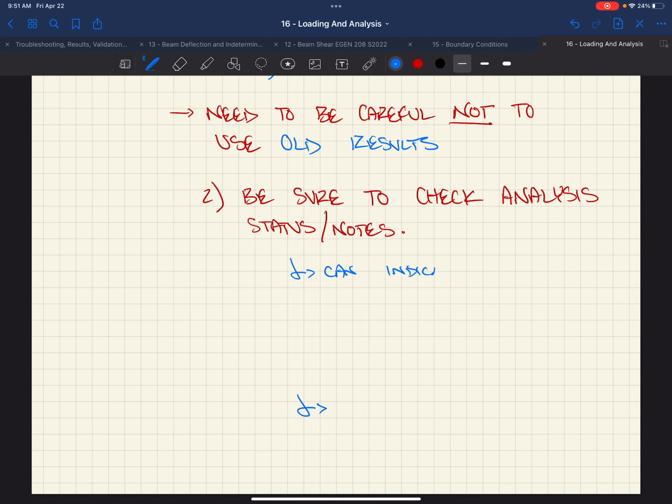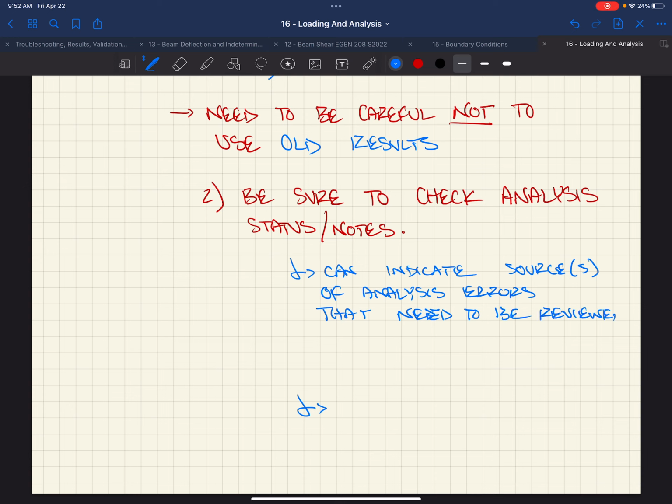can indicate a source or sources of analysis errors that need to be reviewed before, all right, big thing here, before using results.